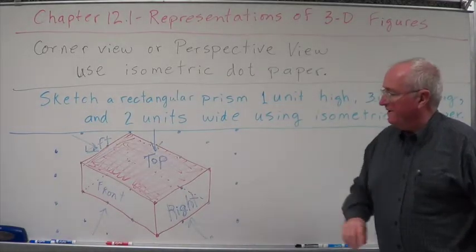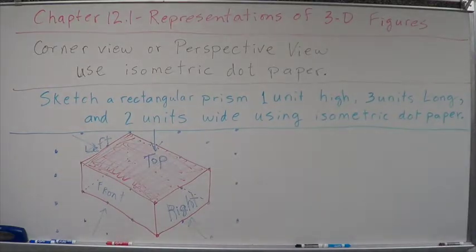Now, one of the other things is to be able to use what we call orthogonal views in order to draw a three-dimensional figure also. So this is using isometric dot paper to draw a prism, to draw a figure that's been described.